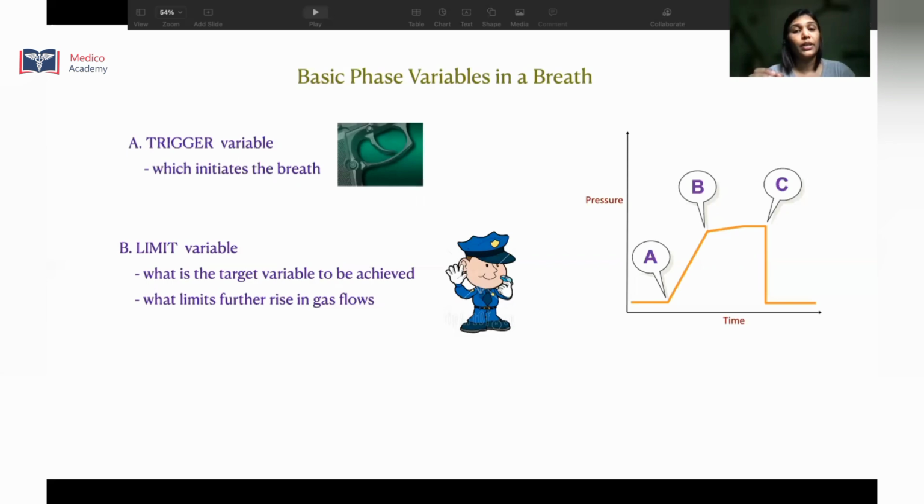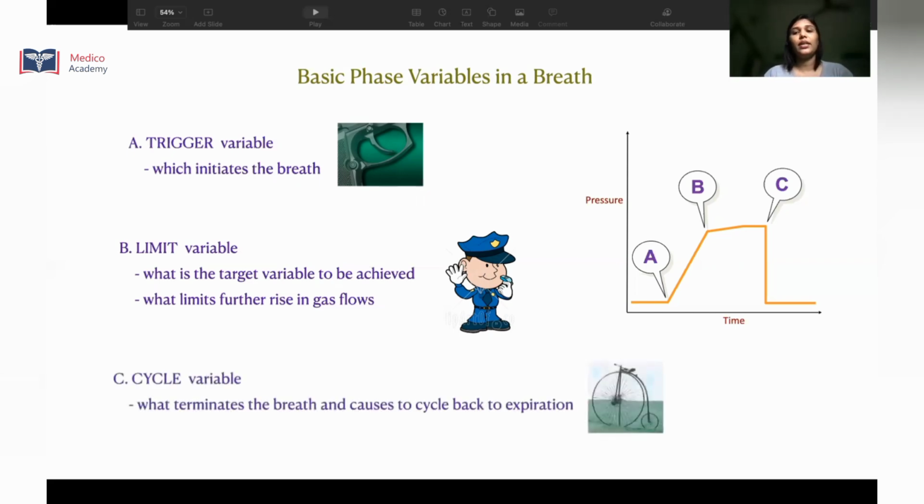If it's a volume targeted mode where you have set the maximum volume should be this much only, then volume is the limit variable. Now the third one, or C, is called the cycle variable. When you deliver a mechanical ventilatory breath to a patient, it cannot keep going on and on forever. At some point, the expiration has to start, right? So the variable which decides when the ventilator should cycle from inspiration to expiration is called the cycle variable.